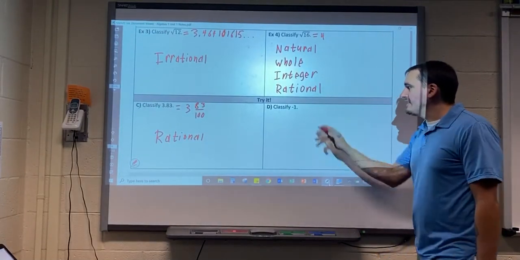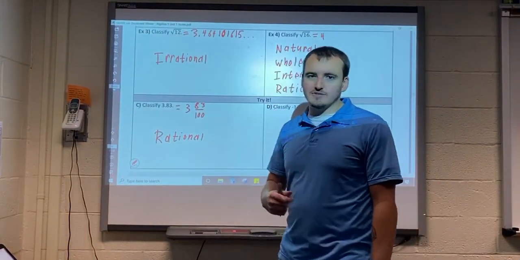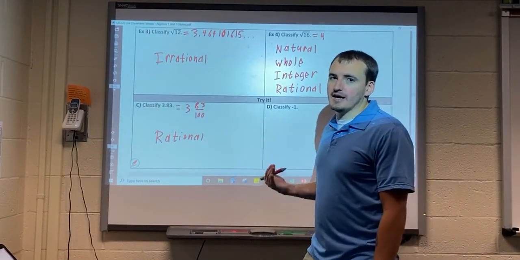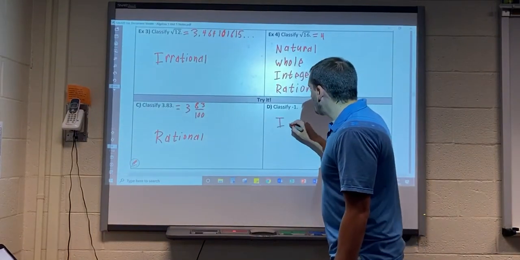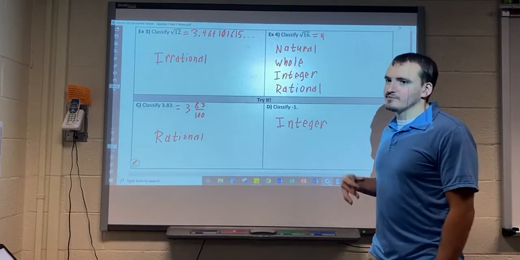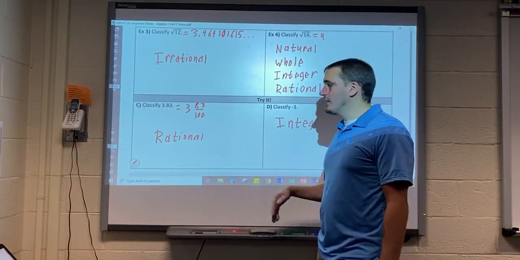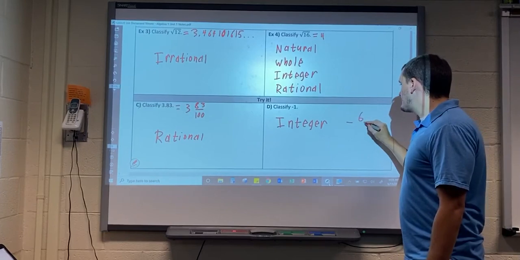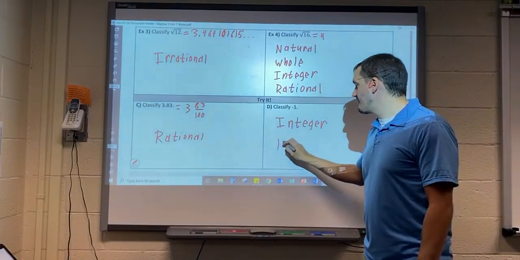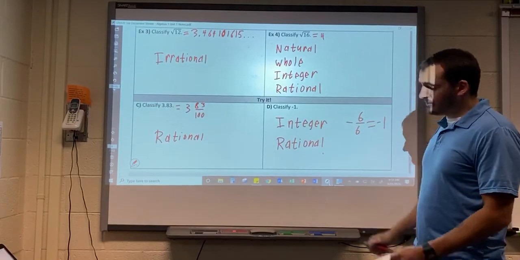Lastly, letter D, -1. When we are counting things, we do not use negatives, so it is not a natural number, okay? It is not a whole number because whole numbers do not include negatives, but it is an integer. Now we have to ask ourselves, well, if it's an integer, is it also rational? Well, all integers are rational numbers. We could write, let's say, -6/6. That is equal to -1. So yes, this can be written as a fraction, so this is also rational. So in this case, we've got two answers here.